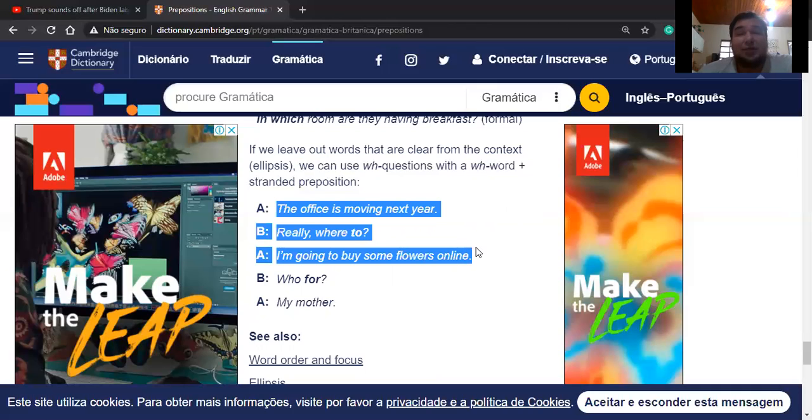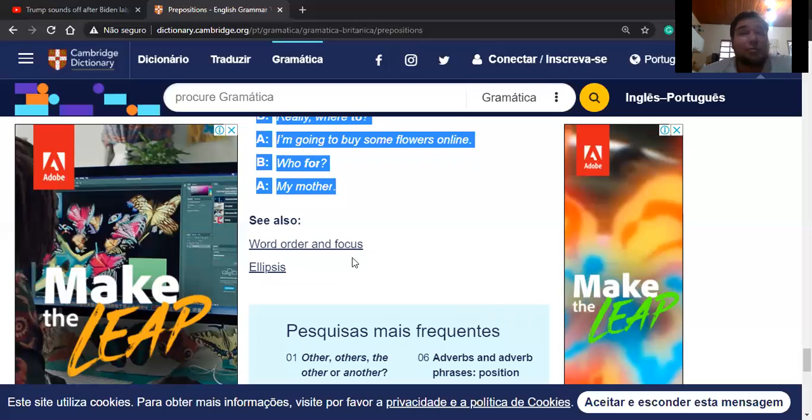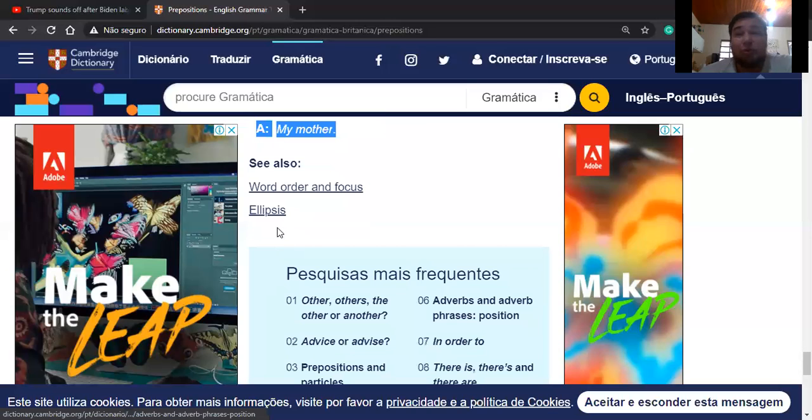I'm going to buy some flowers online. Who for? Who are you going to buy flowers for? Who for? My mother. Oh, it's important to love your moms when you have the chance, when you have the opportunity. Amo suas mamães quando tem uma oportunidade. See also word order and focus.